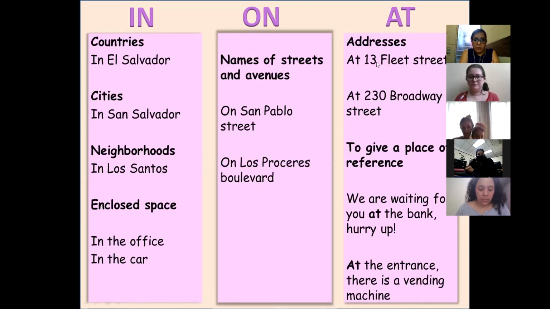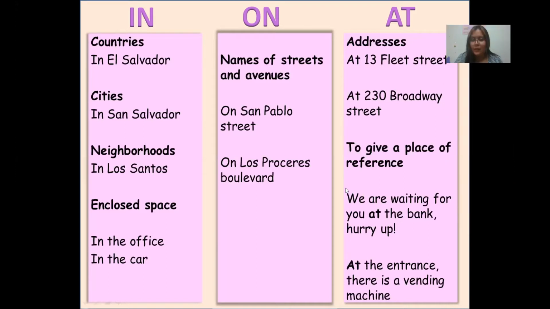But if you use at, you are more specific and you give more information about the street. To give a place of reference, in that case, we're going to use at as a reference. For example, we are waiting for you at the bank, hurry up. So that means that the reference is the bank. You are not necessarily inside the bank, not necessarily. So you just give the bank as a reference.